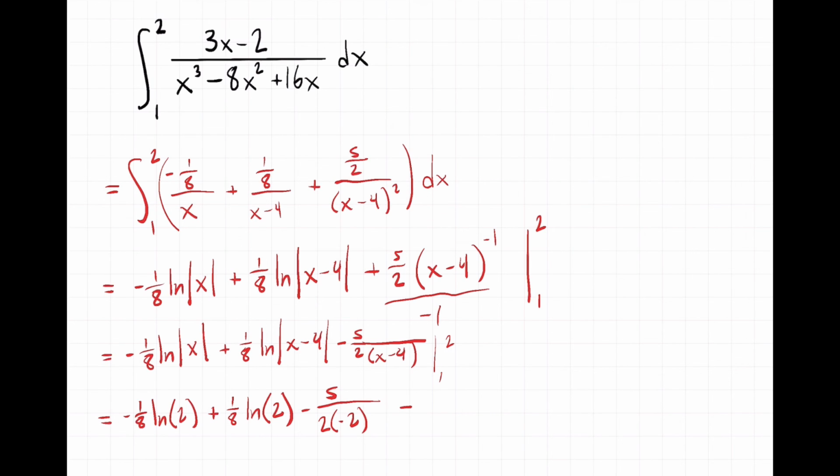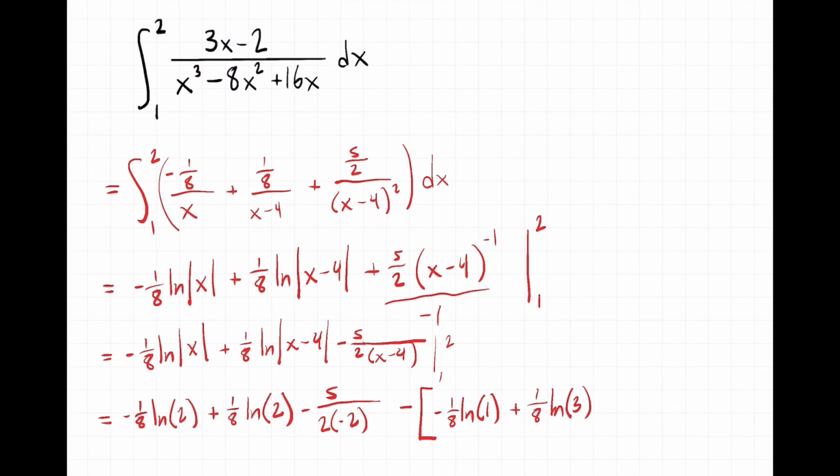All of that minus, now let's give ourselves some big brackets here, because we're going to plug 1 into the whole thing, and then subtract that whole expression from the first part. So let's make sure we get it right. We have negative 1/8 natural log of the absolute value of 1, which is just 1, plus 1/8 natural log of the absolute value of 1 minus 4. 1 minus 4 is negative 3, so the absolute value of that is positive 3.